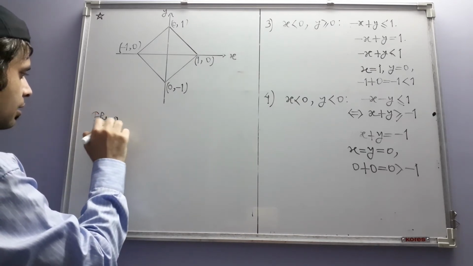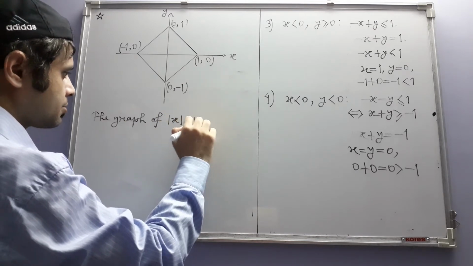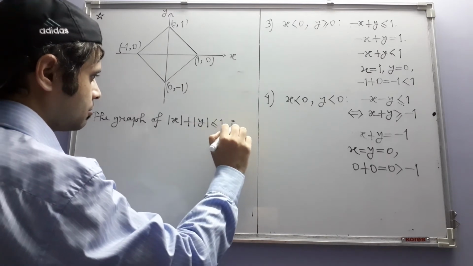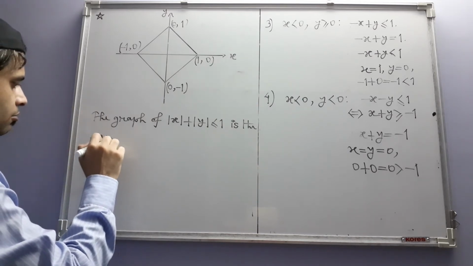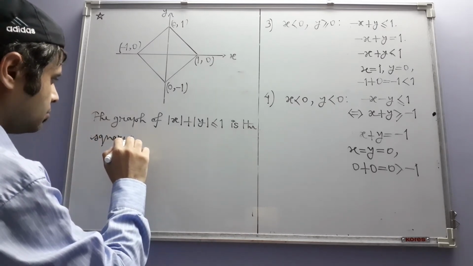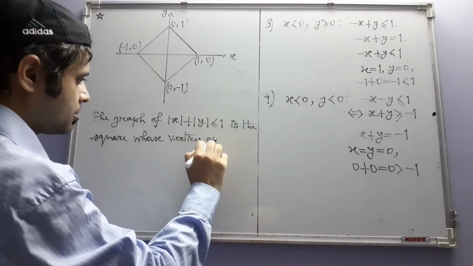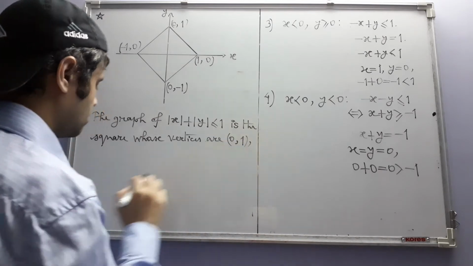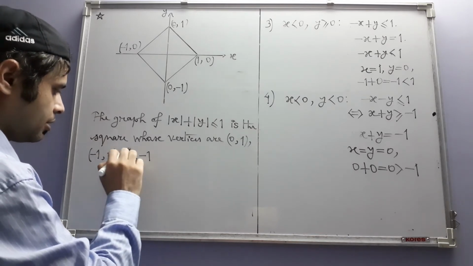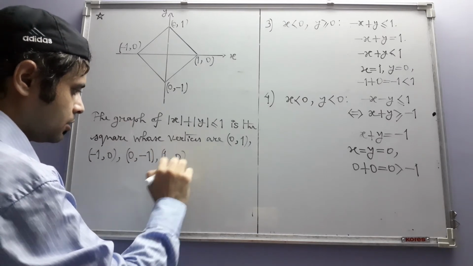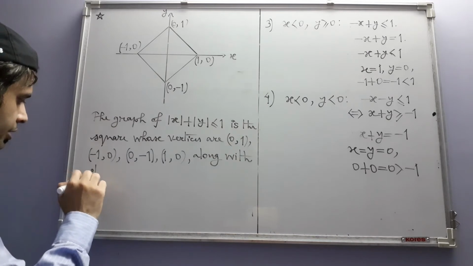So you can write like this: the graph of absolute value of x plus absolute value of y less than or equal to 1 is the square whose vertices are 0, 1, minus 1, 0, 0, minus 1 and 1, 0, along with its interior.